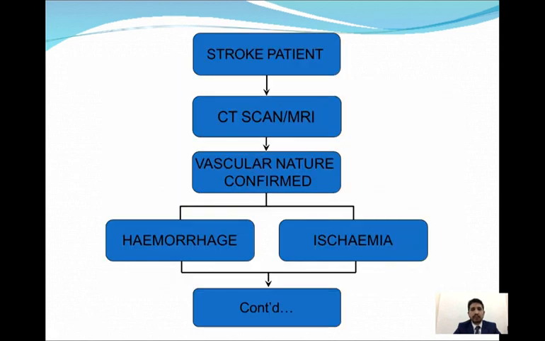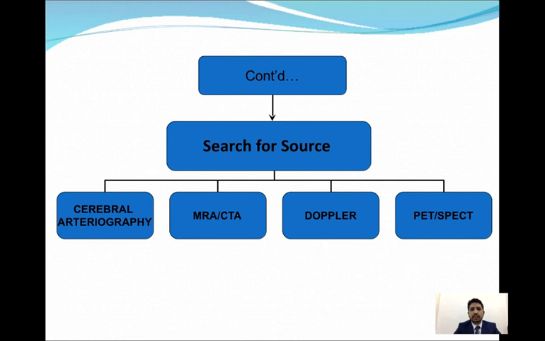So if a patient presents to you with stroke or you suspect stroke, the first investigation is CT scan. Vascular nature is confirmed, that either it is hemorrhagic or ischemic. Now you can manage and treat the patient, and then you can search for the source. So we have learned that ischemic stroke can be thrombotic or embolic. If it is thrombotic, it will arise from the vessels. If it is embolic, it can arise from either the heart or arteries. And then there is hemorrhagic CVA, where we need to find the etiology of what is going on.